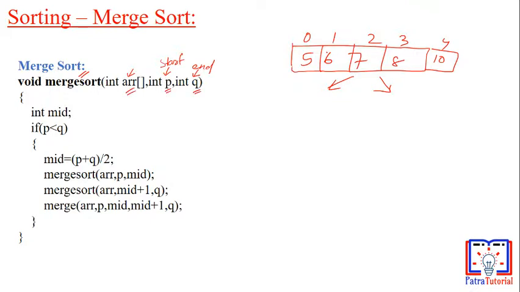Now in this array, starting index is 0 and end index is 4, right? So what I am doing in this function is that first I have to check whether p is less than or equal to q or not. This is what this is representing.